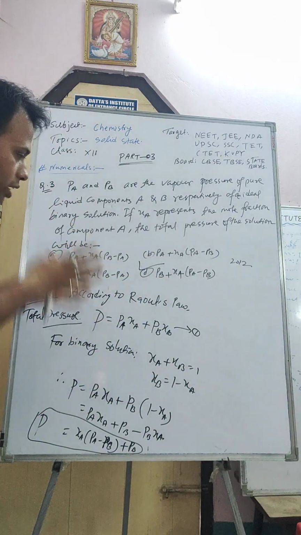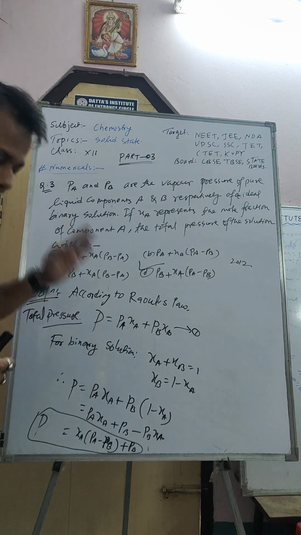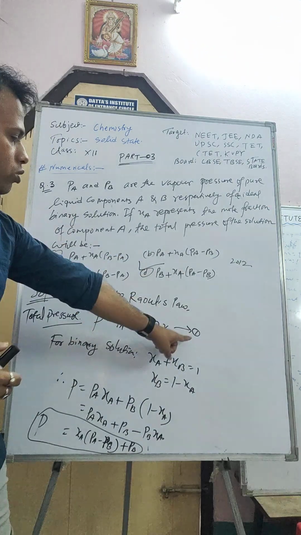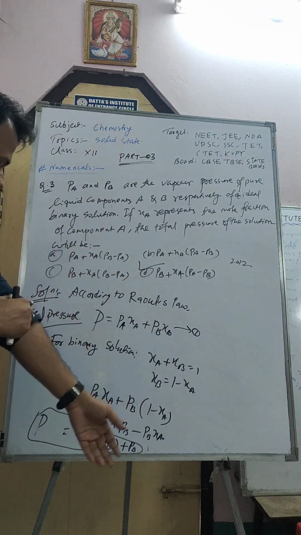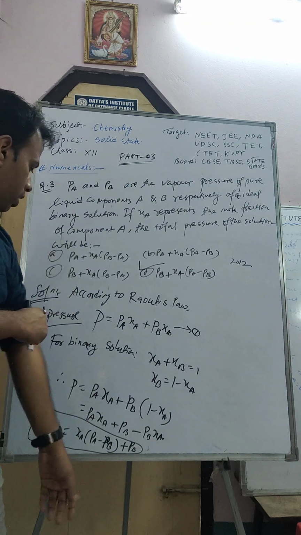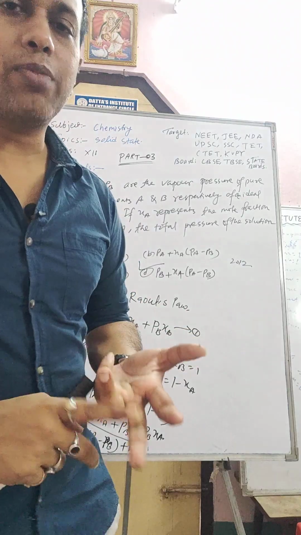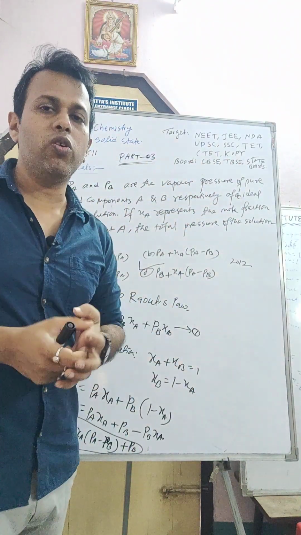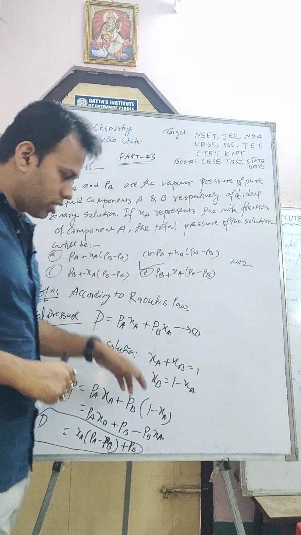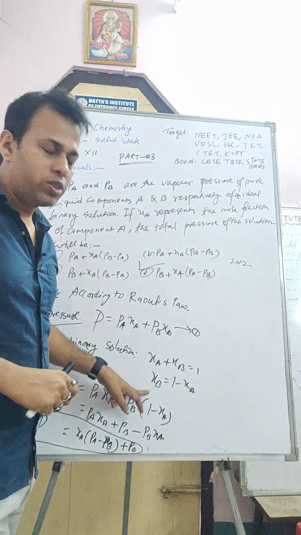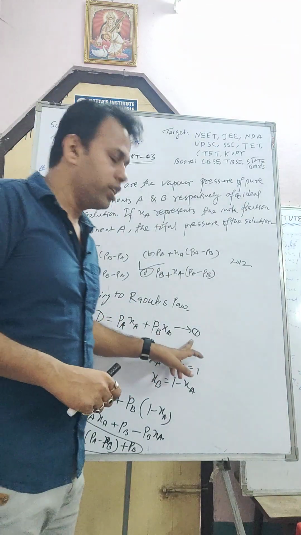So according to Raoult's law, we know that the total pressure of the solution will be P = PA XA + PB XB. I put this as equation 1. Again, we know that for a binary solution, remember this point to be noted here, XA + XB will be 1. The mole fraction of A and mole fraction of B always add up to 1, that is 100%. So from that we can find XB is 1 minus XA.